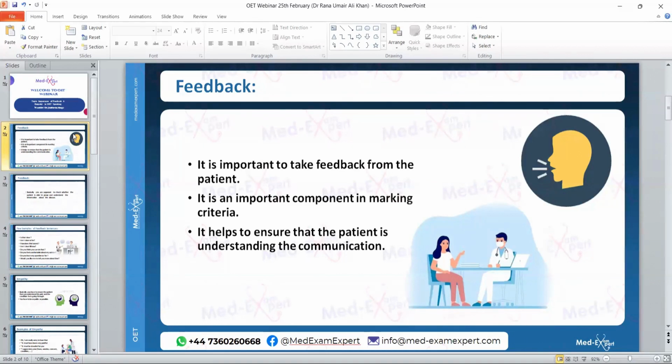And then, I'm sorry to hear this. I'm so sorry it happened to you. All sorts of sympathy you could show to the patient. Make sure you do that because the interlocutor marks very strictly for showing sympathy.